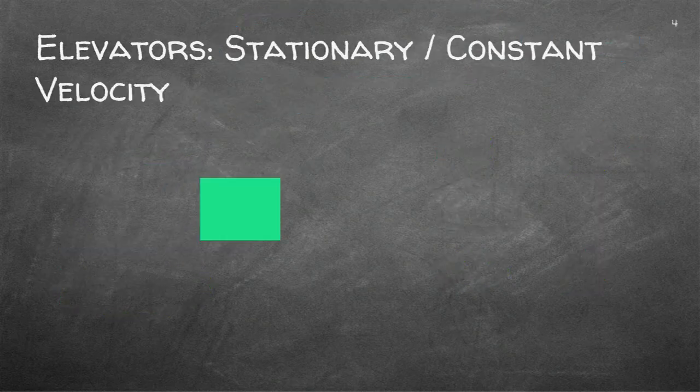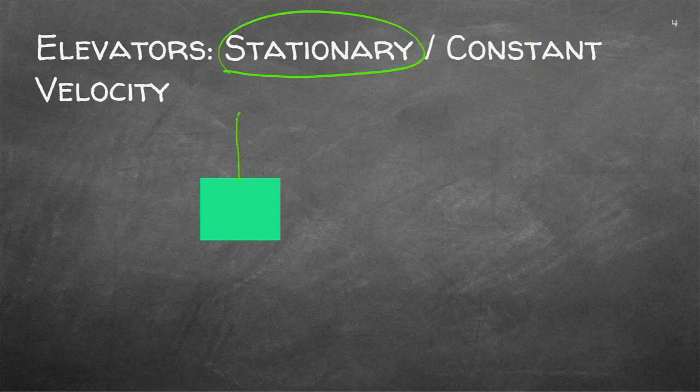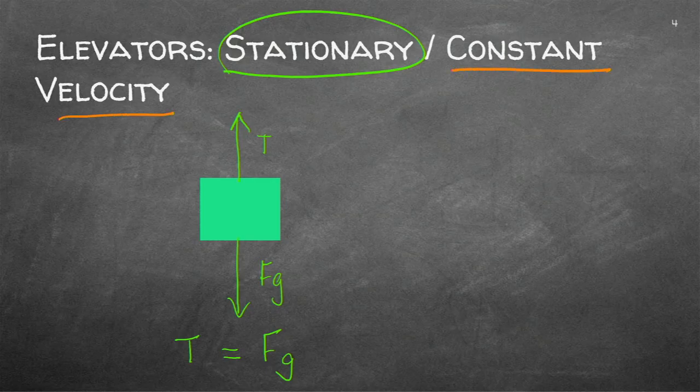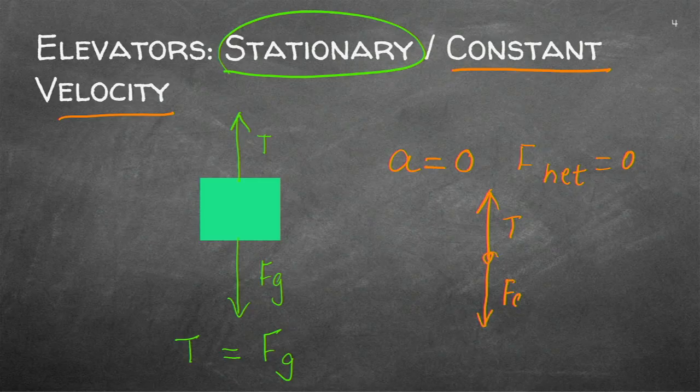Let's see what happens if the elevator is stationary. Stationary will mean the tension upward would be exactly the same as the gravity. So the tension is exactly the same magnitude as the gravity pulling downwards. In another sense, if it's going at a constant velocity, it's not accelerating. So if the acceleration is zero, the F net is also zero. Therefore, the upward force will again be exactly the same as gravitation.